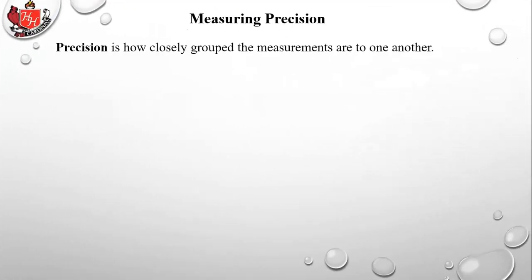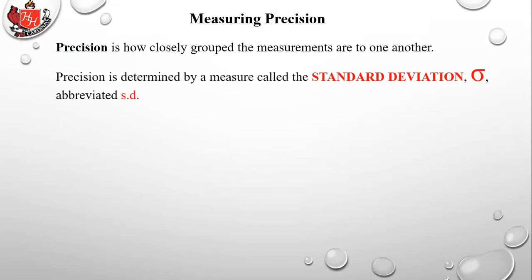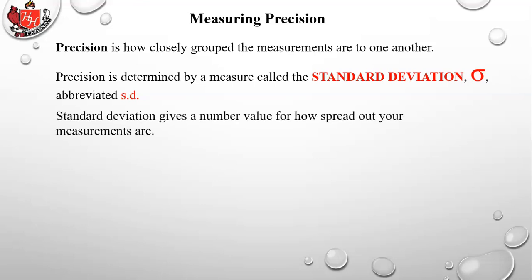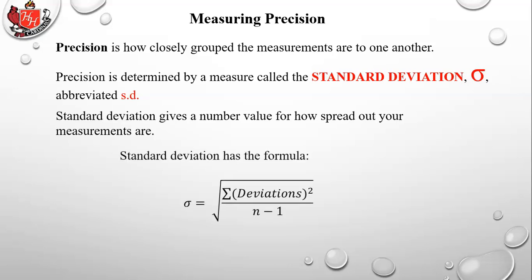Precision is how closely grouped the measurements are to one another. So precision is determined by a measure called the standard deviation, and that's the Greek letter lowercase sigma, the symbol for standard deviation, but it's also abbreviated SD. Standard deviation gives a number value for how spread out your measurements are. And there's the formula for standard deviation, so we'll plug the numbers into that in just a moment.